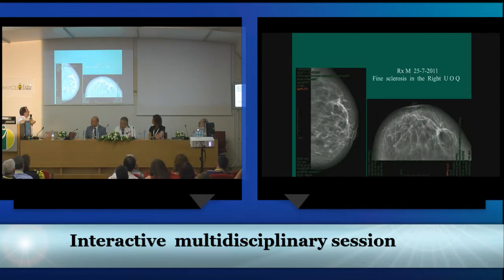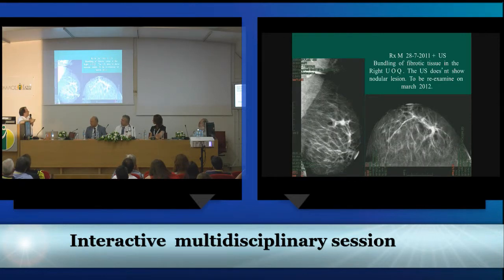Another case. Mammography: fine sclerosis in the right upper quadrant, on the 25th of July. On the 28th of July, mammography plus ultrasound: banding of a broad tissue in the right upper quadrant. The ultrasound doesn't show a nodular lesion. No lesion on ultrasound, to be re-examined in March 2012. There is nothing.